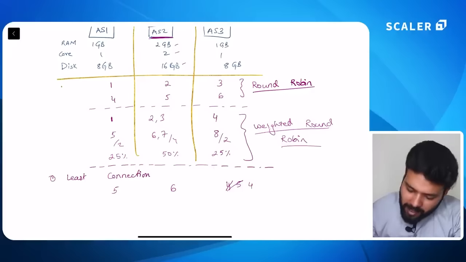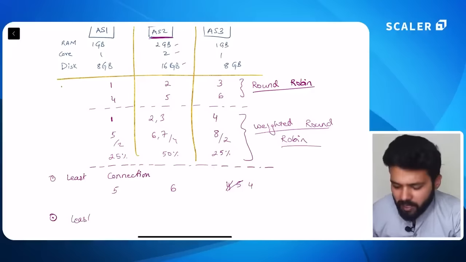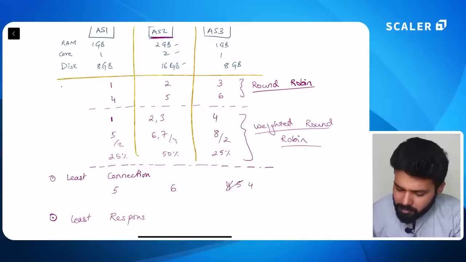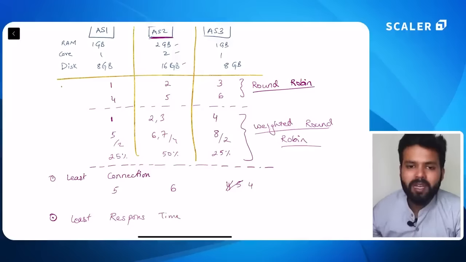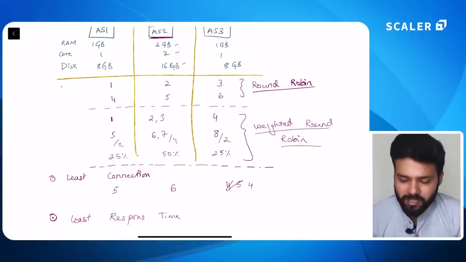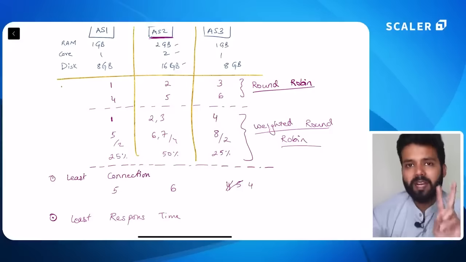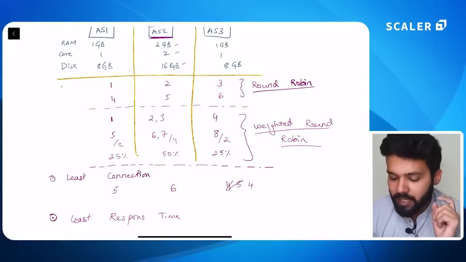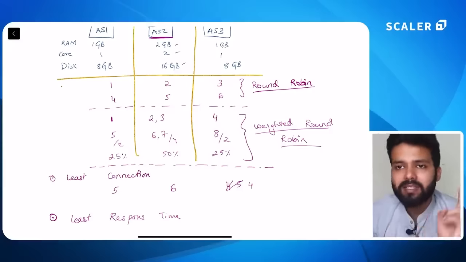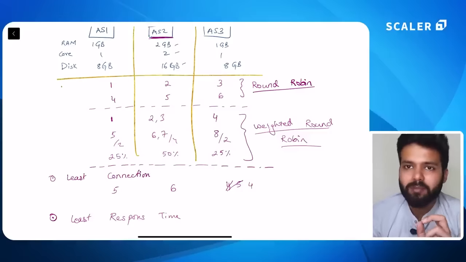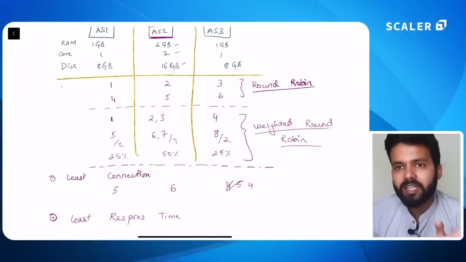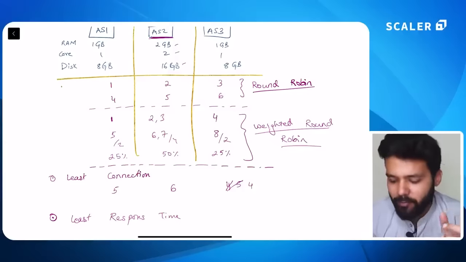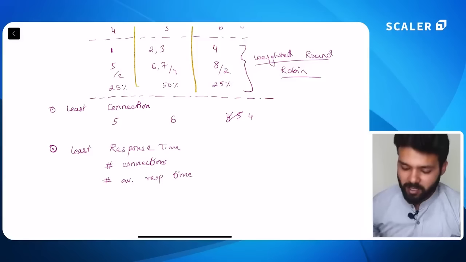The last strategy that I'm going to talk about is the least response time strategy. In the least response time strategy, we look at 2 parameters. One is the number of connections it has, and the second is the average time it takes to complete a particular request. Considering these 2 parameters, we decide which server should cater to my next incoming request.